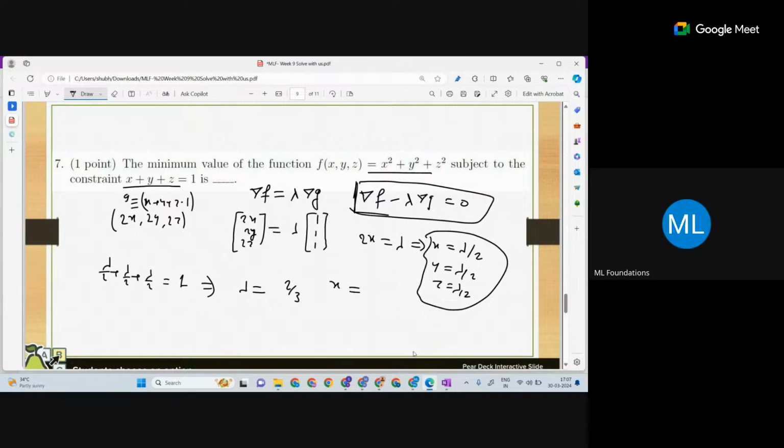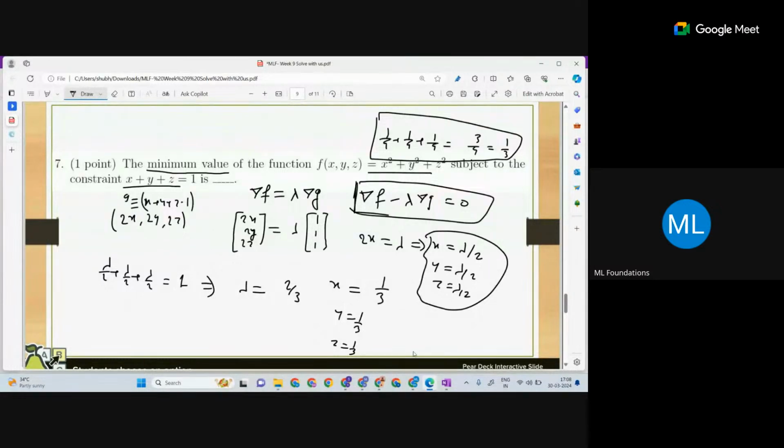Now that means x is equal to 1 by 3. Similarly, y equals 1 by 3 and z equals 1 by 3. We got the values of x, y, z, and as the function has a minimum value and we have only one point, just substituting here, this is going to be 1 by 9 plus 1 by 9 plus 1 by 9, which is 3 by 9, which is 1 by 3. So the minimum value is going to be 1 by 3, which is 0.333.